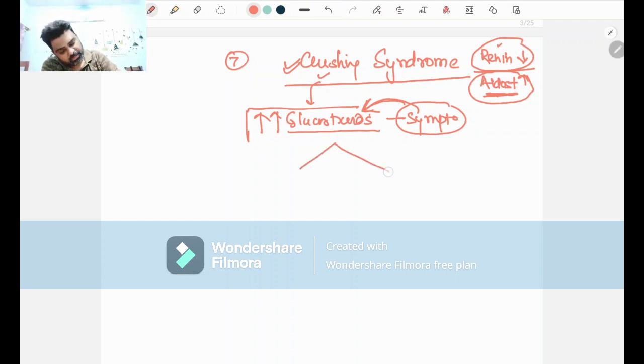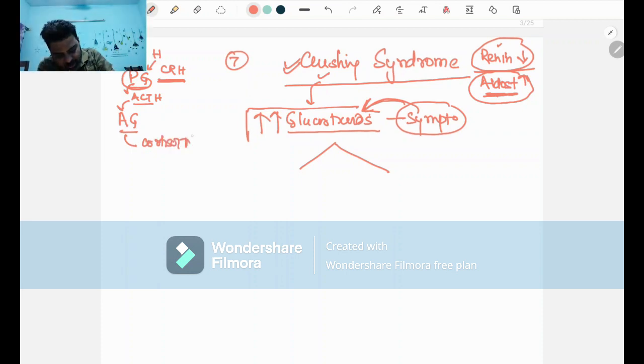We all know that if this is your pituitary gland, this is your hypothalamus, and this is your adrenal gland, the hypothalamus secretes CRH, that is corticotropin releasing hormone. When this corticotropin releasing hormone is secreted by the paraventricular nucleus of the hypothalamus, it acts on the pituitary gland and it secretes ACTH, and this ACTH acts on the adrenal gland and it secretes cortisol, and an increase in the cortisol is known as Cushing syndrome.